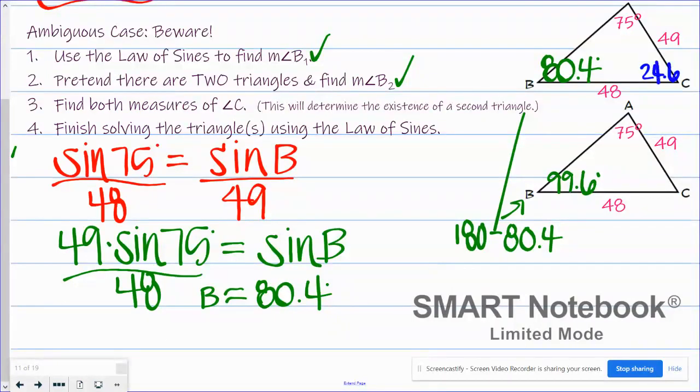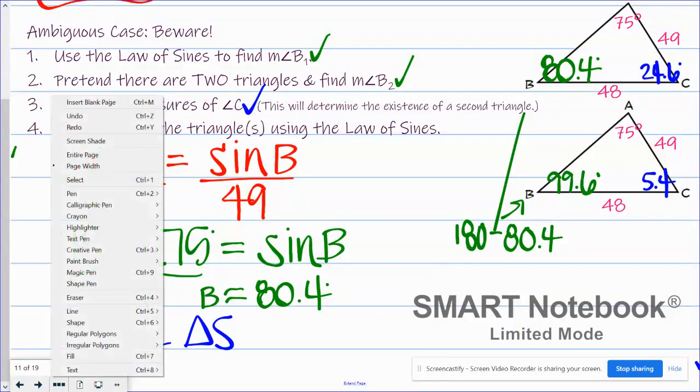Then I'm going to do the same thing in my second triangle. And this will basically determine whether or not there are two triangles, because if the second angle C comes out to be realistic, then there are two triangles. And what do you know? I got 5.4. So this is a 2 triangle situation because all 3 angles are realistic angles. So I'm going to finish solving each triangle using the law of sines.